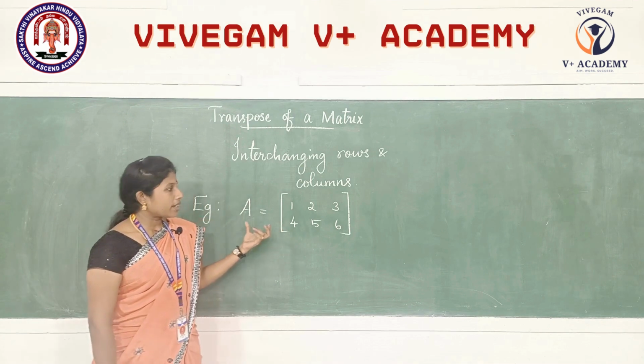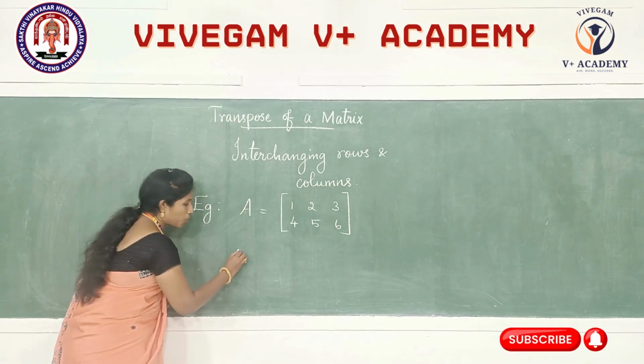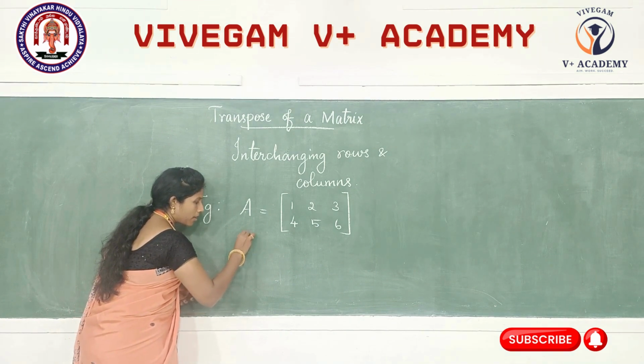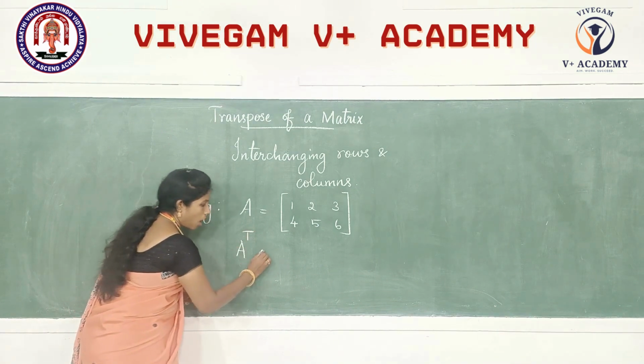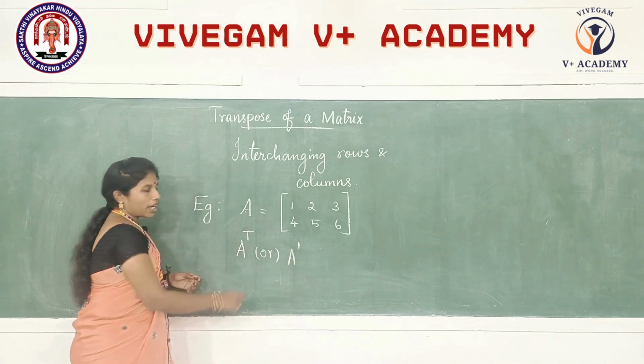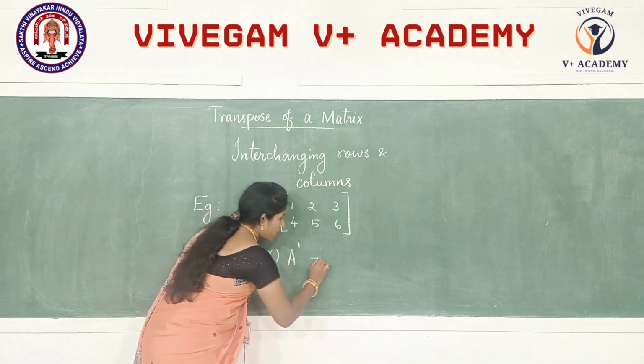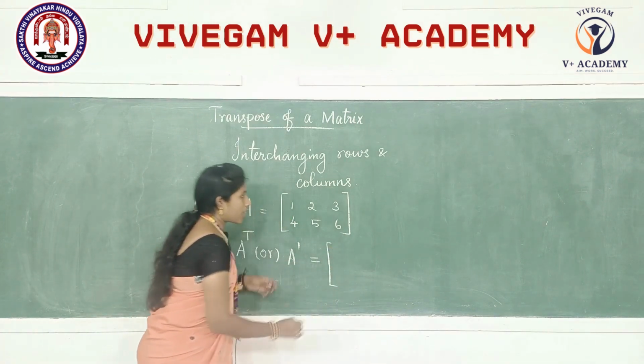Now how to write a transpose for this matrix? The notation to denote the transpose is A^T, that is A transpose, or you can indicate it by A dash. We can use A transpose as A^T or A dash. And now we have to interchange the rows and columns.